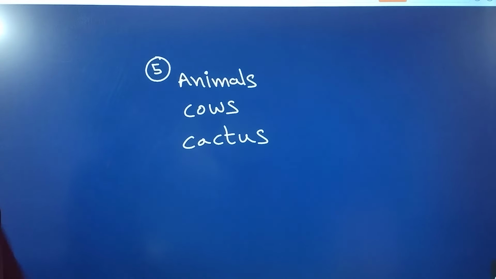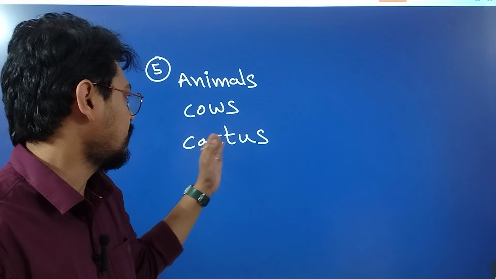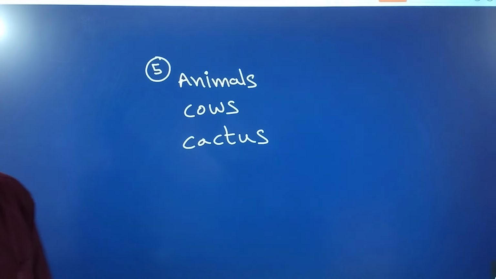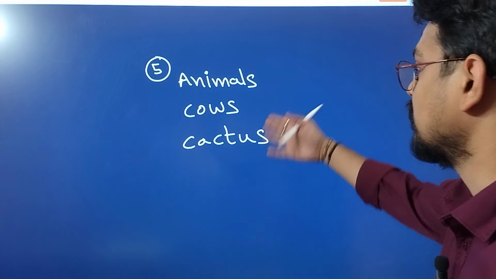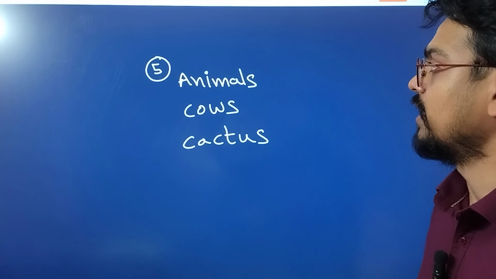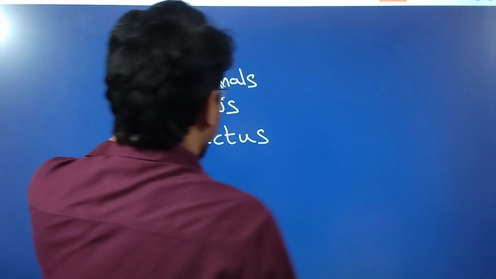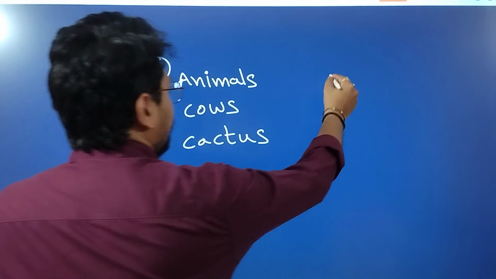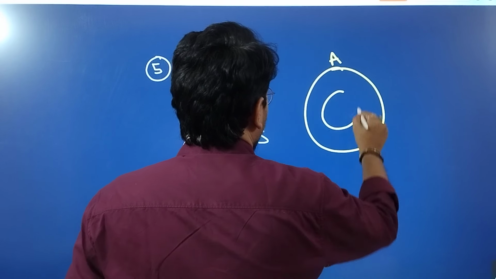Now the next one: animals, cows and cactus. Cows is a domestic animal. Cactus means a plant, needle-like plants which you find in deserts. Is there any relation? Yes, we can easily identify the relation between animals and cows. Cows come under the category called animals. So that's why we will take a big circle for animals, and in that, cows are there.